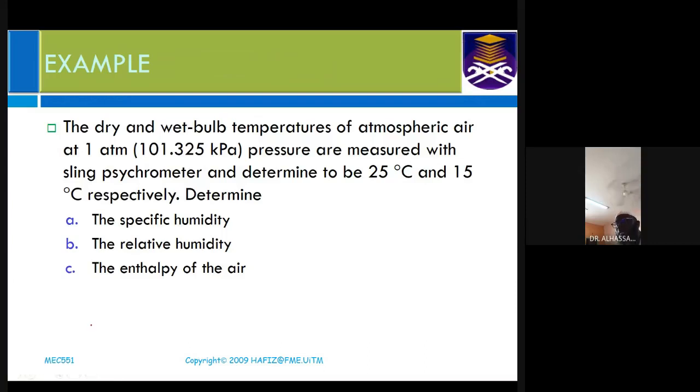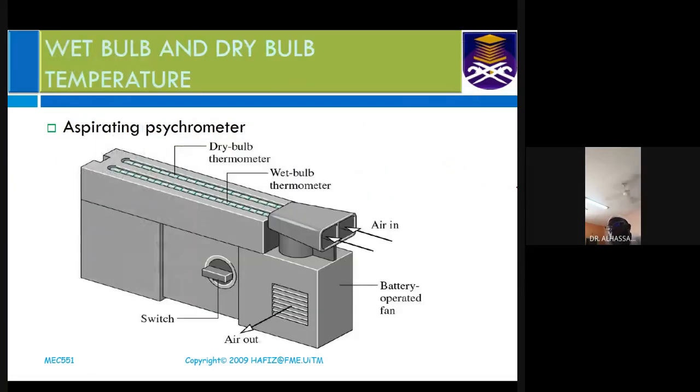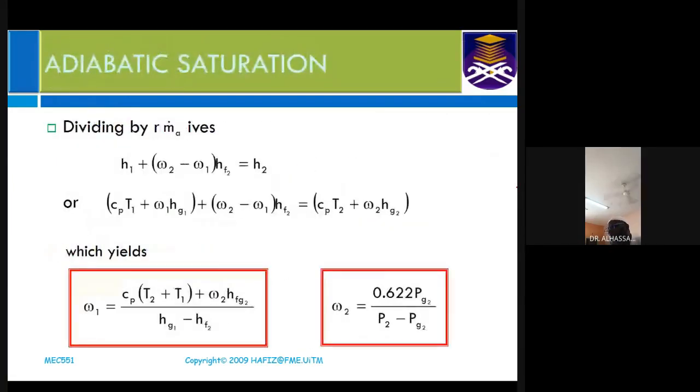So a question like this, you see, the working pressure of the air conditioning system is atmospheric pressure. So we can easily use the psychometric chart to determine specific humidity, relative humidity, and the enthalpy, given that we have the dry bulb temperature and wet bulb temperature. So cleverly, you need to go to the psychometric chart.